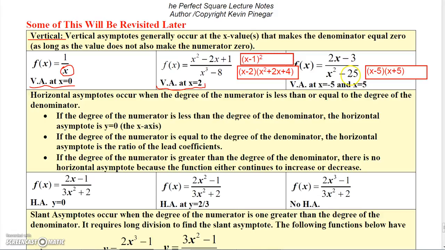And then here I factored the bottom into x minus 5 times x plus 5, and you can see that 5 or negative 5 makes the denominator 0. So here we get two vertical asymptotes, one at negative 5 and one at positive 5. And that's how you identify vertical asymptotes.